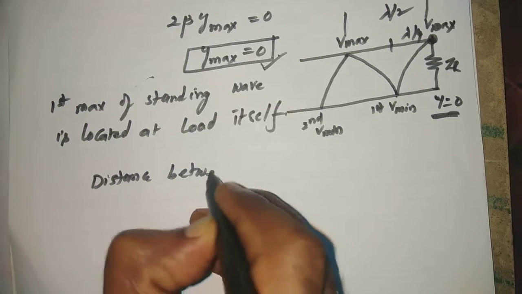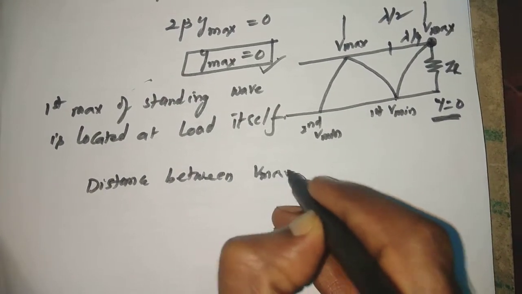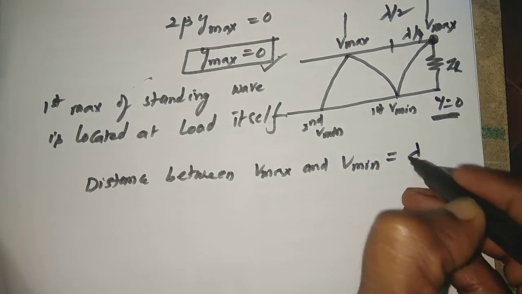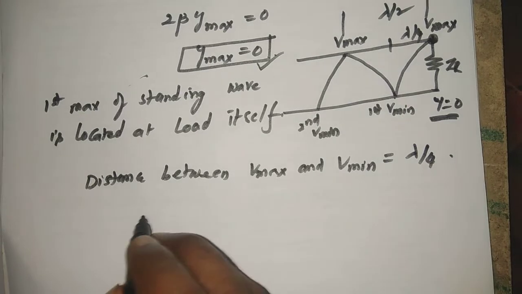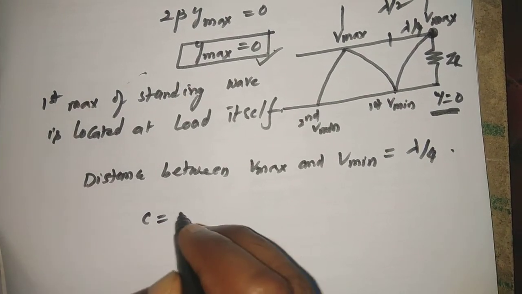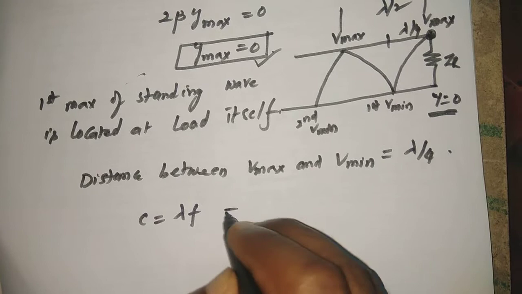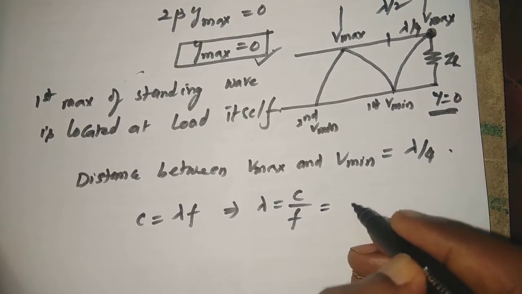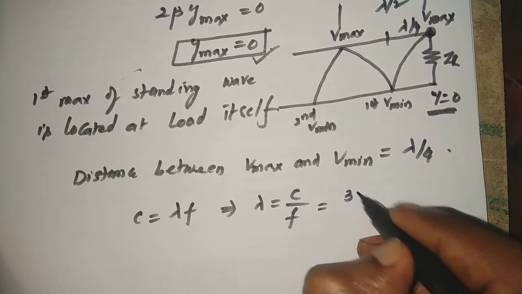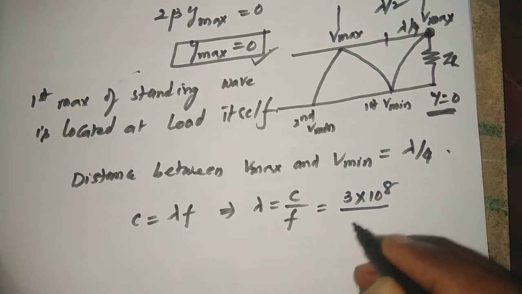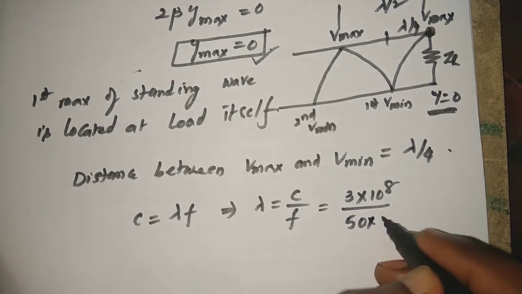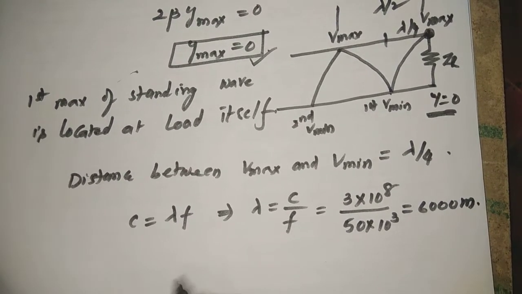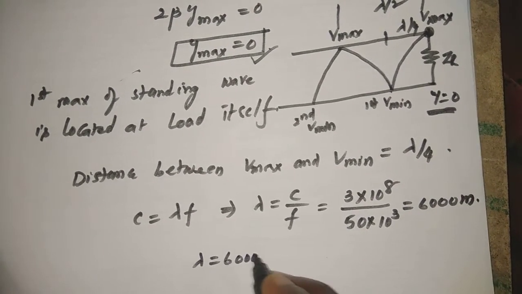The distance between V max and V minima is lambda by 4, and we already know the formula C equals lambda f, so lambda equals C by f, where C is the velocity of light, 3 into 10 power 8, divided by the frequency, given as 50 into 10 cube, which gives 6000 meters. So the lambda value is 6000 meters.